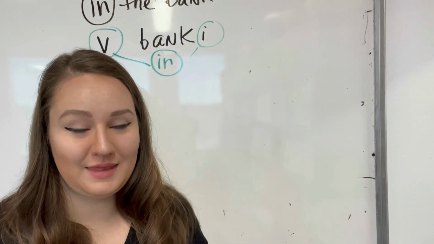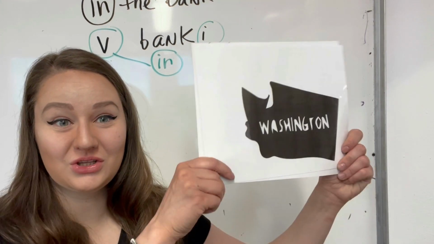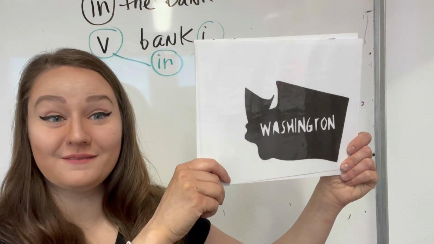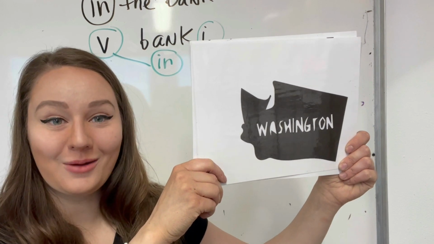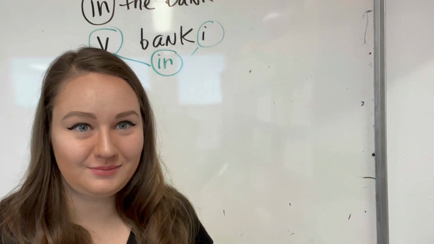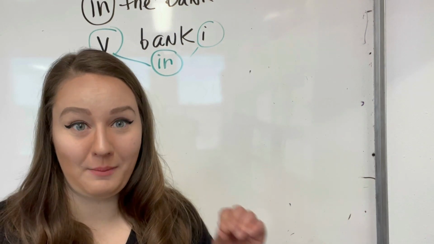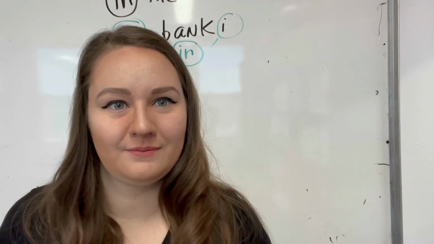Хорошо. Next one is Washington. How would you say I'm in Washington? Я в Вашингтоне. Очень хорошо. And that is it for masculine nouns.